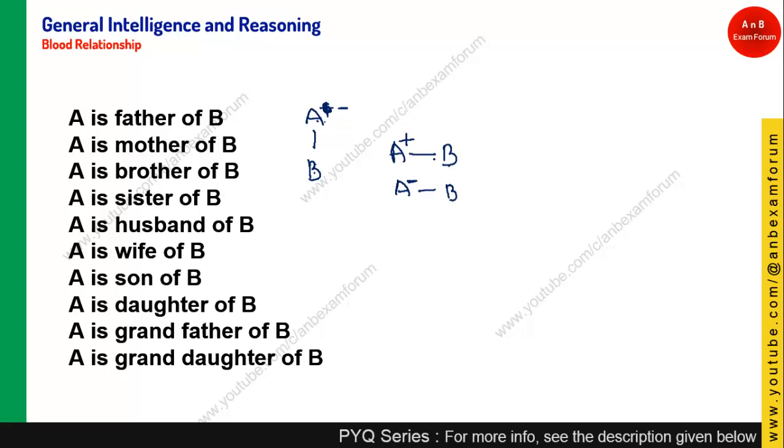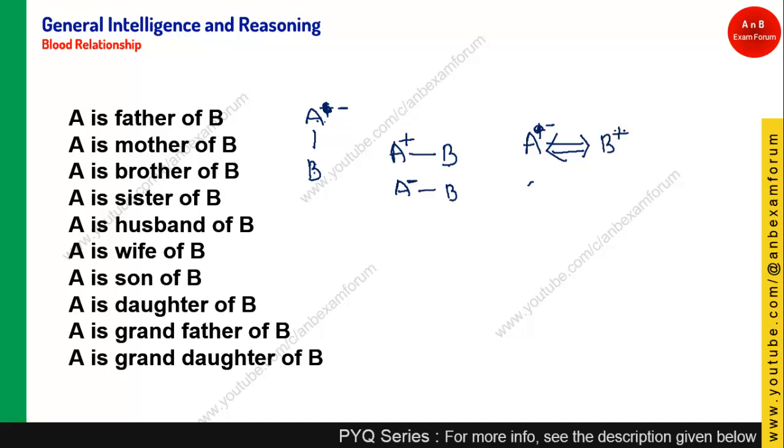horizontal line. Okay. The next one is A is husband of B. It is very simple. For making the husband-wife relation, we need to use this symbol. Since A is husband, we will make plus on that. So A is husband of B. And if you see the next, A is wife of B. So the plus symbol will become minus. In general, male and female are husband and wife. So if it is minus, then it will become plus.